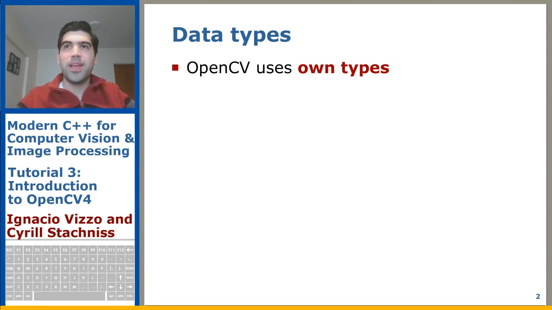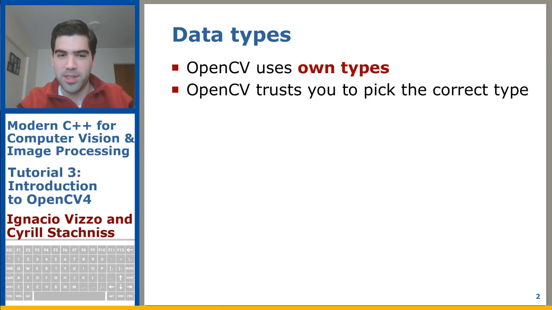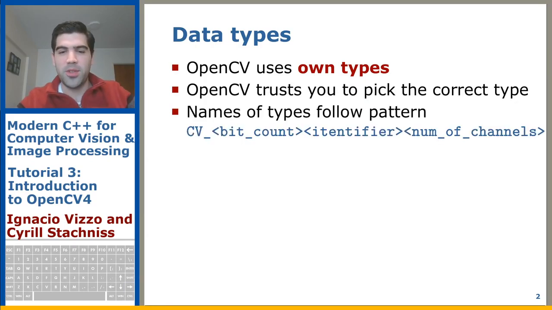The only complicated thing about OpenCV is that in order to make it run fast for you, they use their own types, and the problem is that they trust you to use the right types. So the type safety, let's call it, of OpenCV is not great because they want to make it fast for you. They trust you to use the types, and if you don't use the right types, then you will most likely suffer.